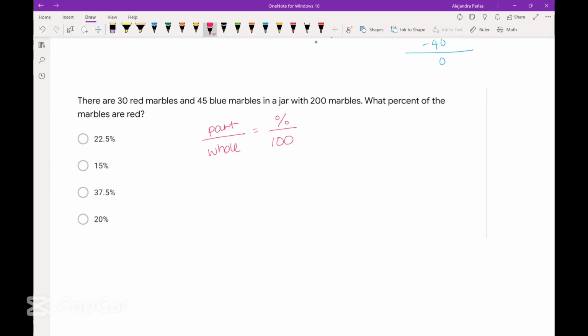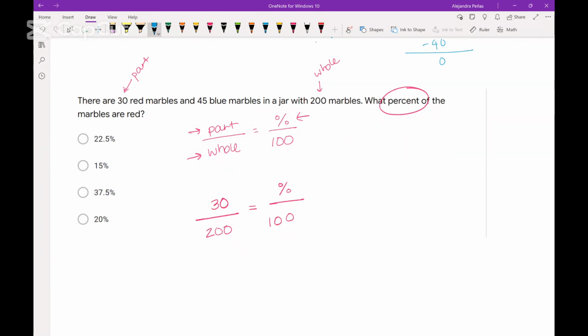Now, in this question, we're looking for the percent. So we need to figure out what's the part and what's the whole. The whole is going to be the total number of marbles in the jar, which in this case is 200. And we're focusing on the red marbles, so that's going to be your part. This is what your proportion would look like: 30 over 200 equals the percent that we don't know over 100.